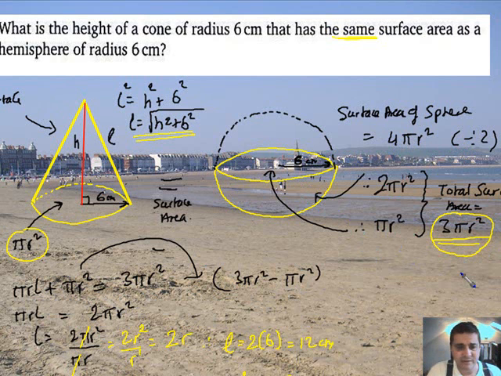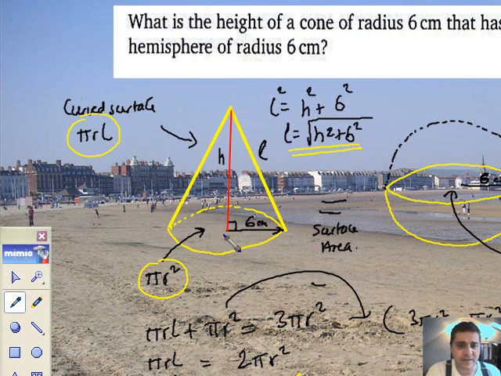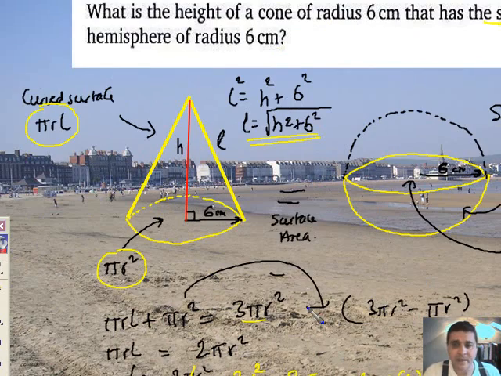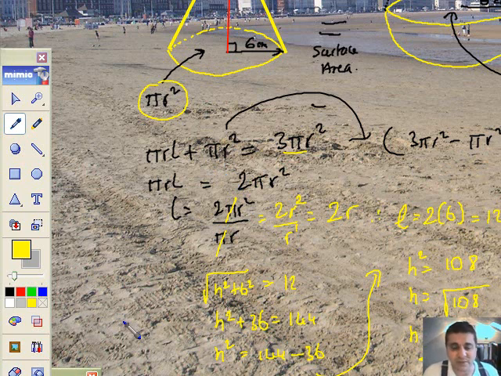As you can see, I've created a very simple equation here. It's pi r L for the curved surface plus pi r squared for the area of the base equals 3 pi r squared, there it is, for the total surface area of the hemisphere. And that's far more elegant, far neater, far less complicated, and there's less numbers to play around with.